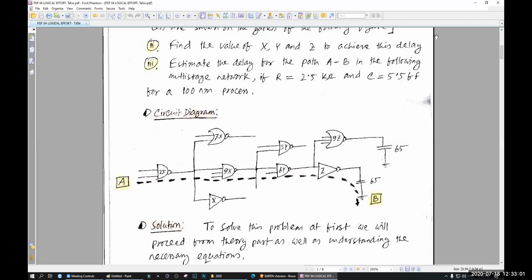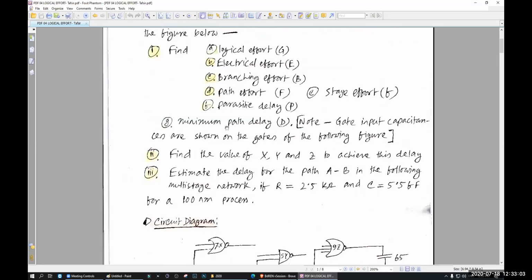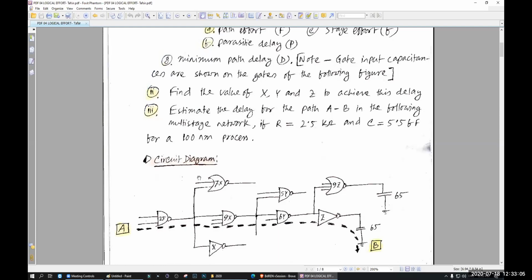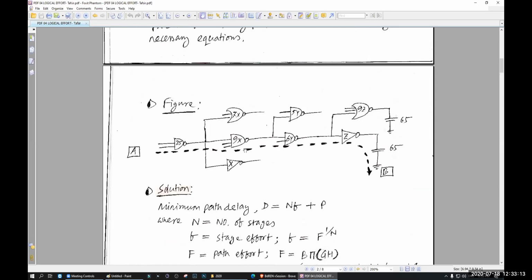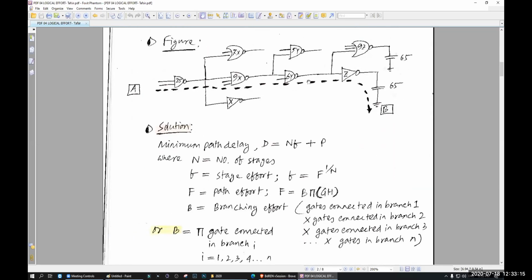Putting. Okay. Now here, look at this. This is our math. Here we have to find out the logical effort and all the other things in this math. But before going there, okay, this is the solution. So what you have to do? Before going there, I am going to write some formulas, okay? Here, I'm going to write some formulas.